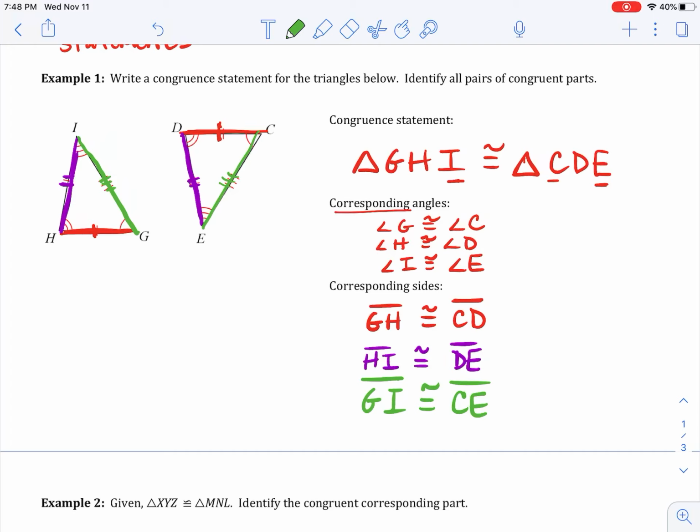Okay? So you could have gone by the congruent statement, or you could have gone by the picture, and the picture usually is easier for students. Just look at the picture and not at the congruent statement.